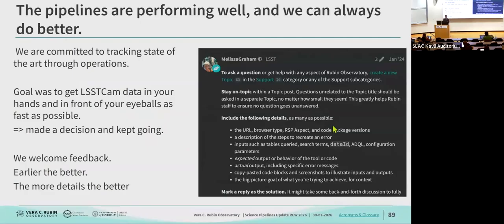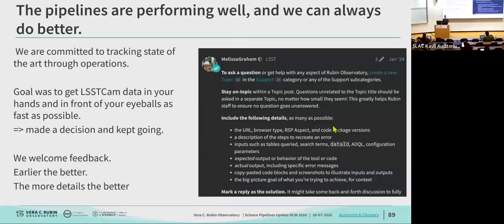Our goal for this last year was to get data products in your hands as fast as possible. What this often meant was that we had to make a decision and just keep going. Skycore wasn't behaving like we expected, and we couldn't get it right.